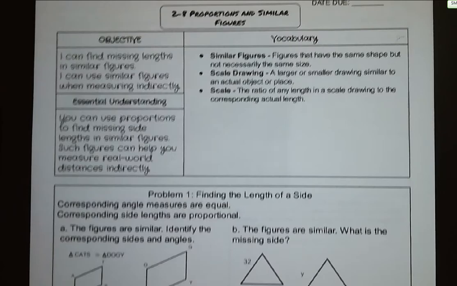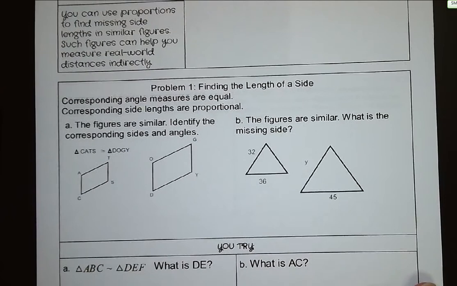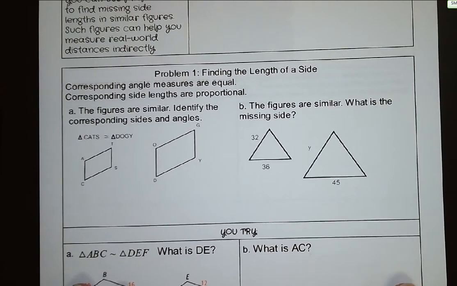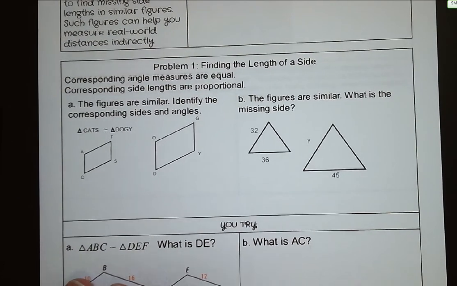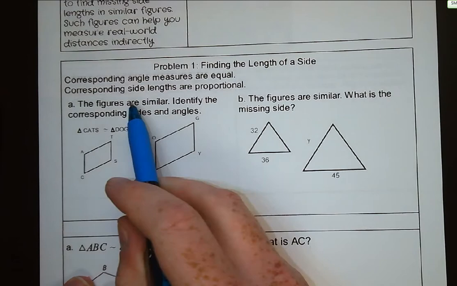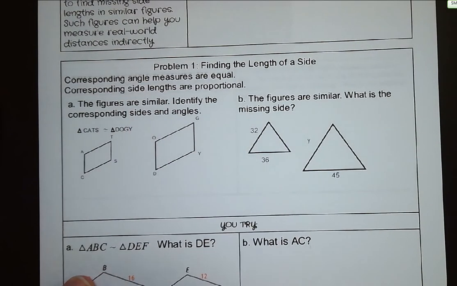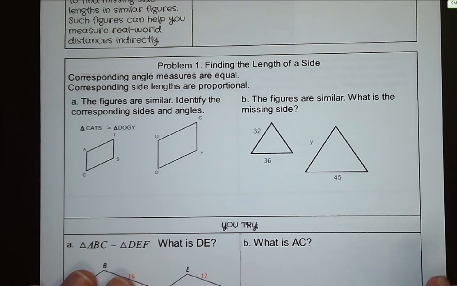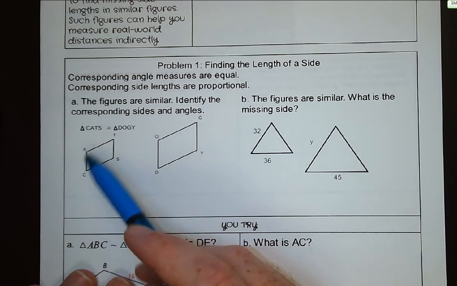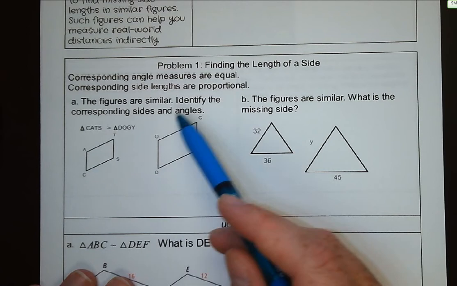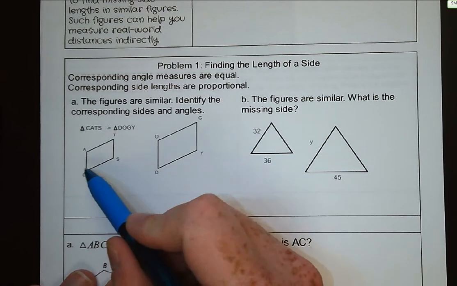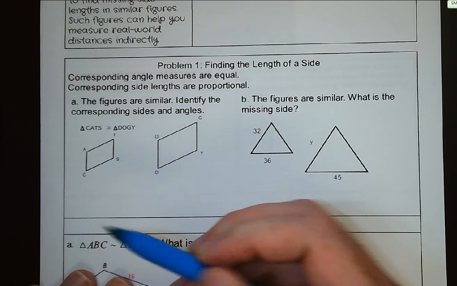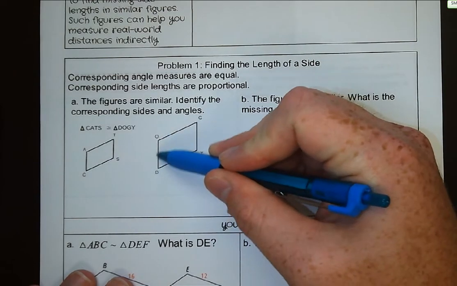First of all, we have problem number 1, finding the length of a side. Now, when shapes are similar, we say that their corresponding angle measurements are equal and their corresponding side lengths are proportional. So the first thing we need to do is identify which are the corresponding sides and angles in our quadrilaterals CATS and DOGY. So in CATS, the side CA is going to correspond with DO.